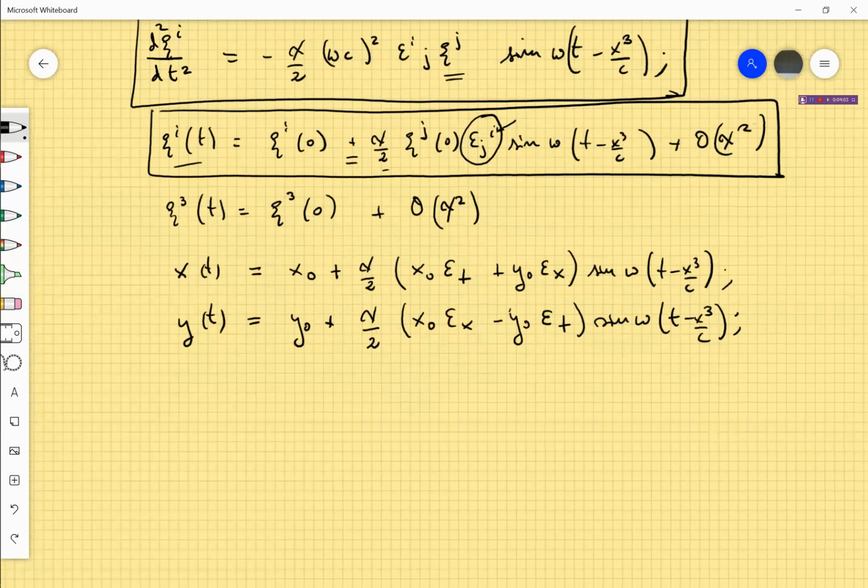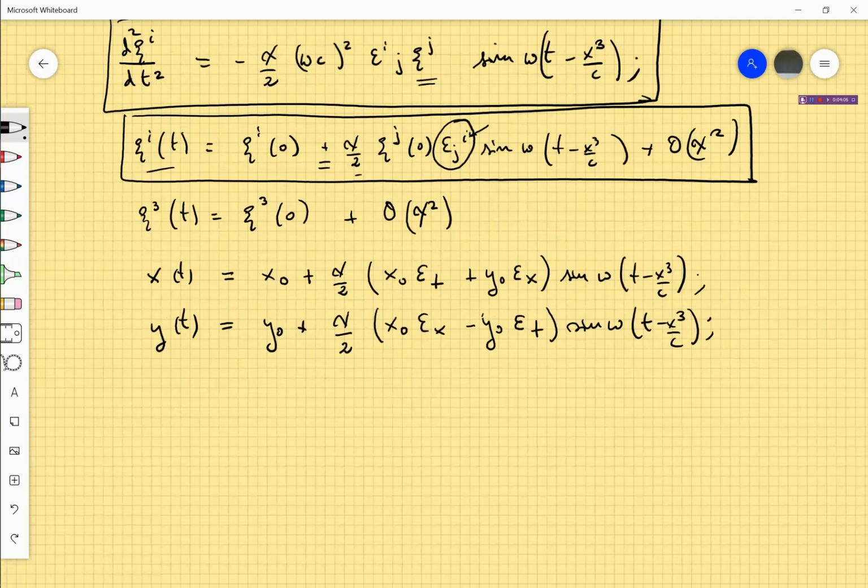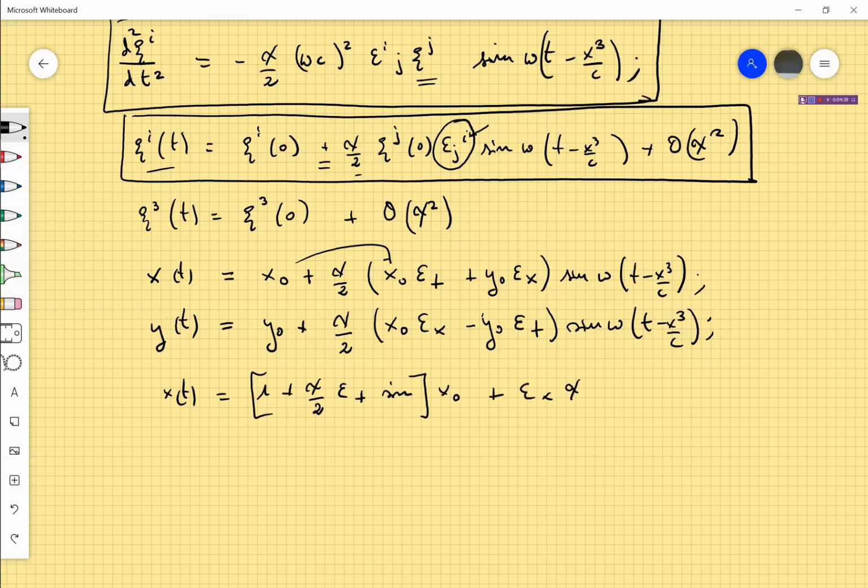Okay, so these are the two equations that tell you the deviations in the directions x and y. Now we rewrite these equations. We take x0 as a common factor, so we write 1 plus chi over 2 epsilon plus, and sine, it is understood that this is the sine of omega and so on, times x0, plus epsilon x chi over 2, and this sine and everything, multiplied by y0.